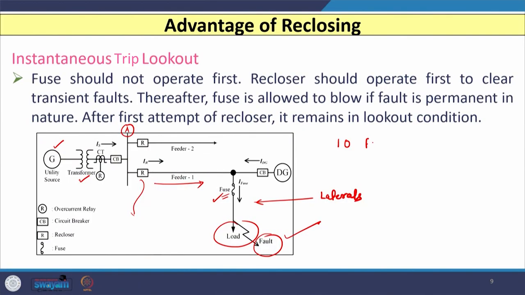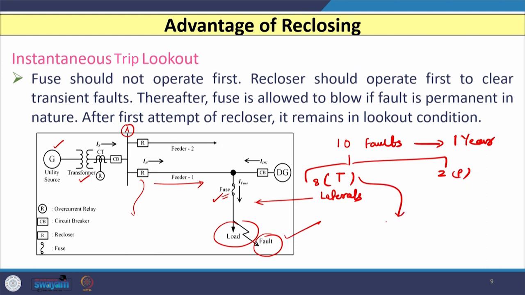Because if the fuse operates for this, let us say 10 faults are going to occur in a span of 1 year, and out of these 10 faults, only 2 faults are permanent in nature, whereas 8 faults are transient or temporary in nature. And we do not want operation of the fuse for these 8 faults. So, how to avoid this?